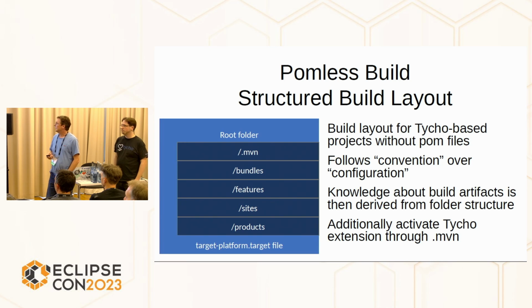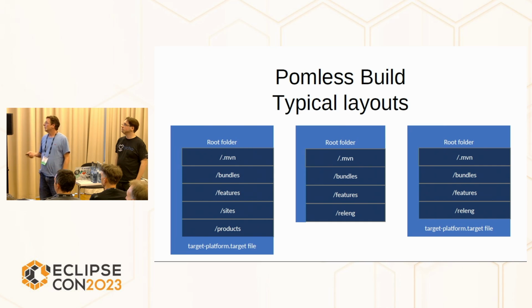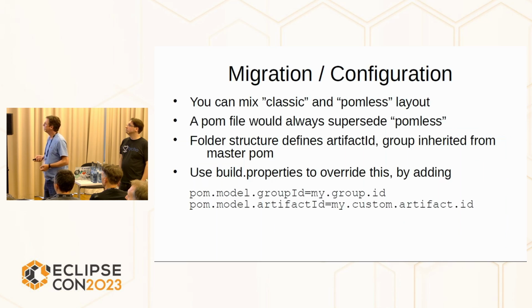And additionally, you have to put the extension XML file into the .maven folder. This is a typical layout you may choose. There are different layouts for your folders. You have many options here. Basically, the idea is to keep it simple, have some sort of convention, and avoid all too much configuration.